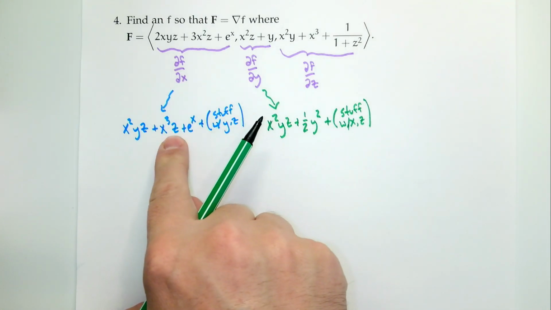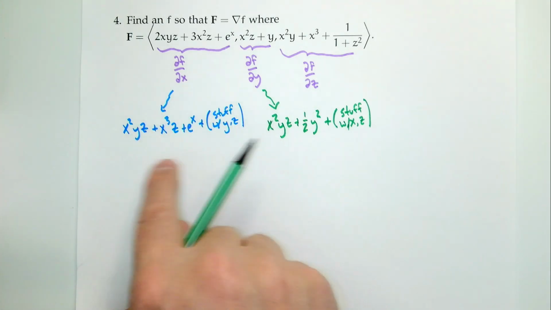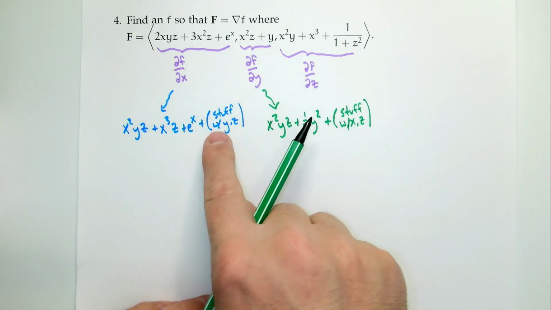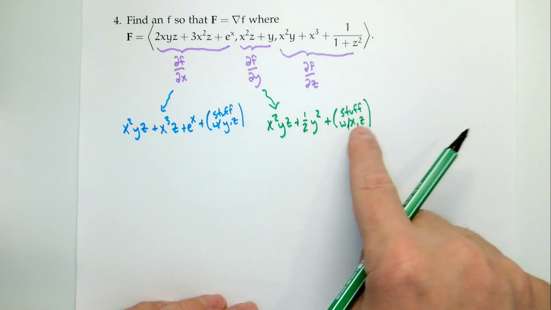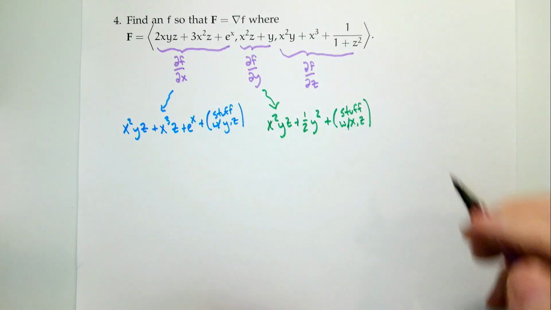So if we know the derivative with respect to x, we have a good idea what the function looks like, up to stuff with just y and z. And similarly in the second entry, if we take the integral with respect to y, we know what it looks like, again up to some lack of information for stuff with x and z.